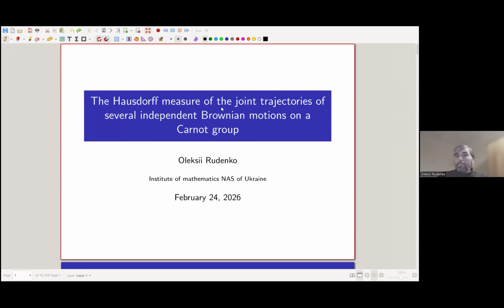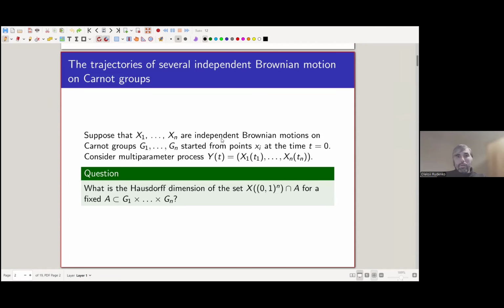My talk will be about, let me show a more exact description. Suppose we have independent Brownian motions on Carnot groups. I will not explain exactly what they are, because I will only need them at the end, and I will just use some results about them, so I don't need to specify them precisely. Suppose that we have such Brownian motions.